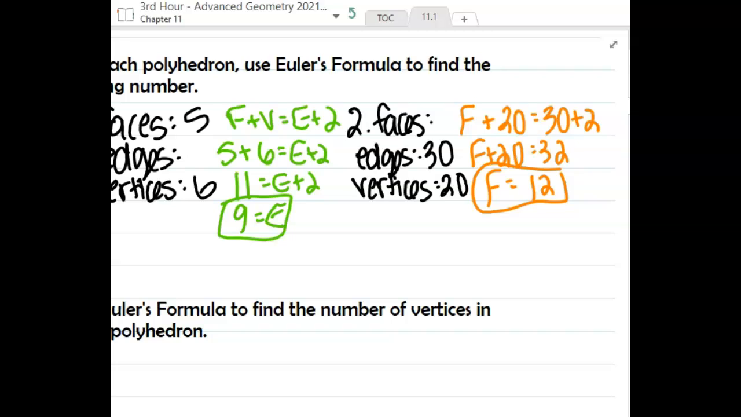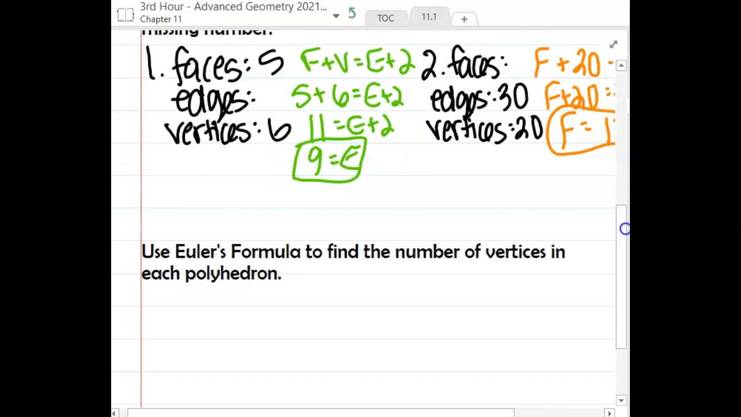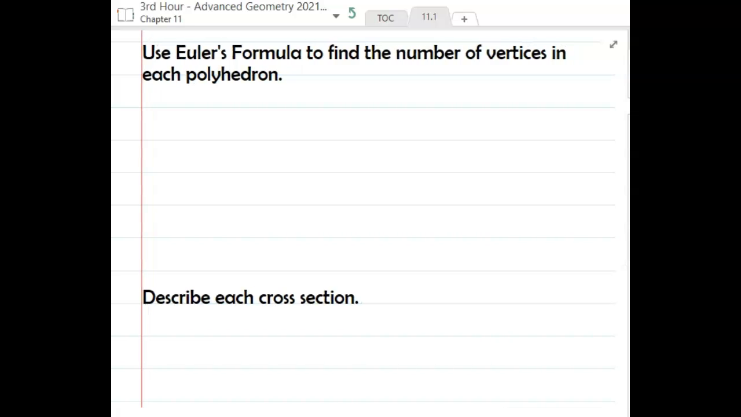Now these next ones are going to be kind of the same thing, except you're going to be given a little bit different information. So we still want to use Euler's formula, but we're always going to be looking for the number of vertices. But what's described to you is going to be a little different. So we're going to have to really use some visualization here.